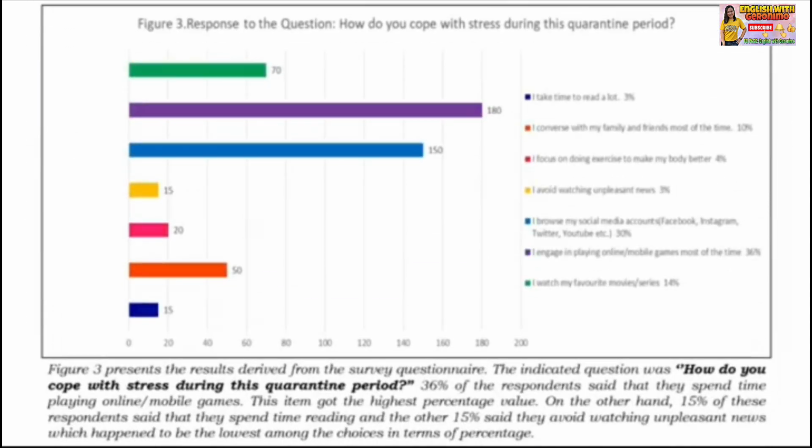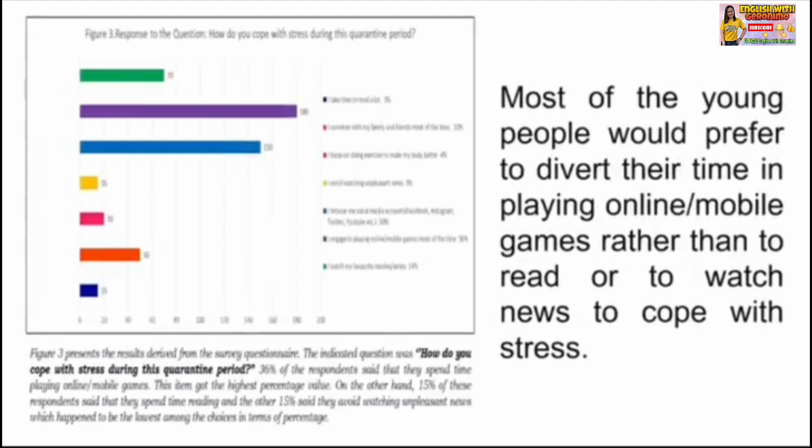How do these results appeal to you? What comes to your mind? Here is the correct answer. You may come up with the idea that most of the young people would prefer to divert their time in playing online or mobile games, rather than to read or to watch news to cope with stress.